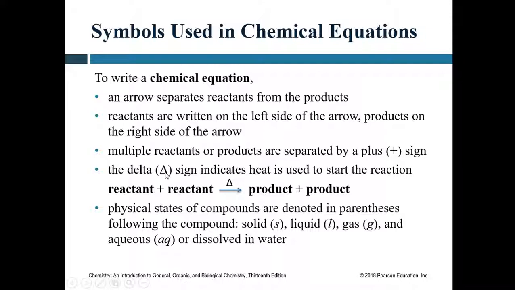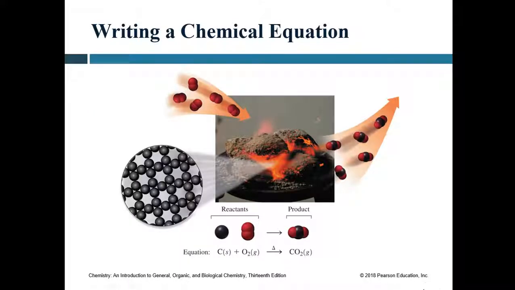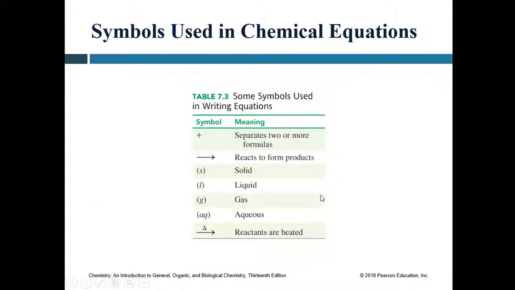And then there's this delta sign, this triangle, that indicates heat is used to start the reaction. And so you'll notice where it's put, that's heat over this arrow. So that's telling us that heat is used to start this reaction to make the product. And quite often the physical states of compounds are denoted in parentheses following the compound, as in solid, liquid, gas, and aqueous, which means dissolved in water. So notice carbon, solid, oxygen, gas, carbon dioxide, gas. That's what those things mean there.